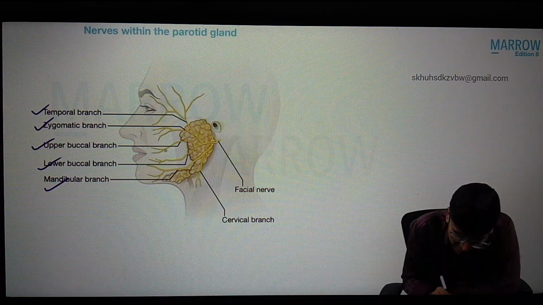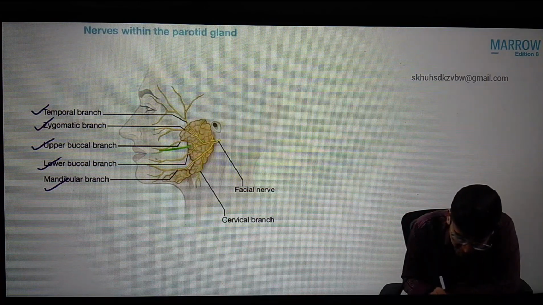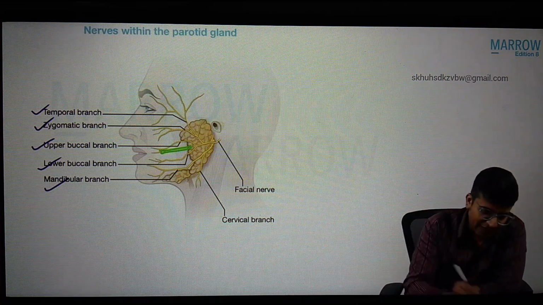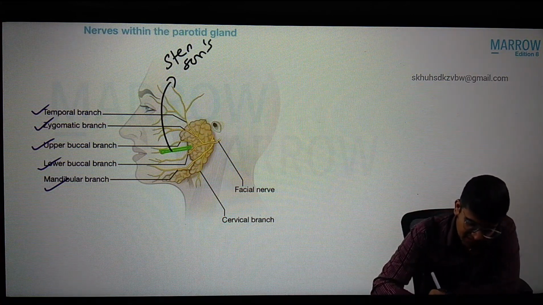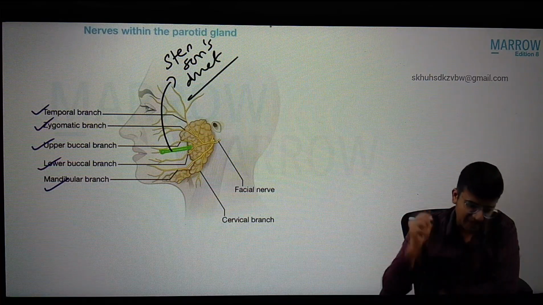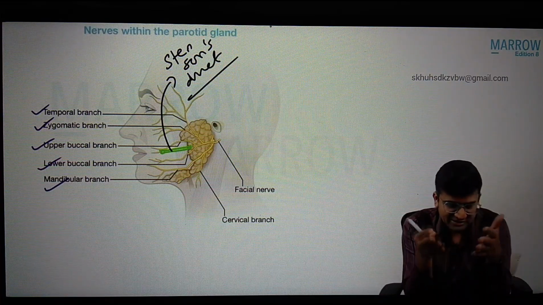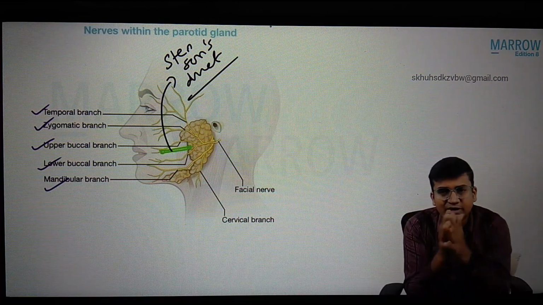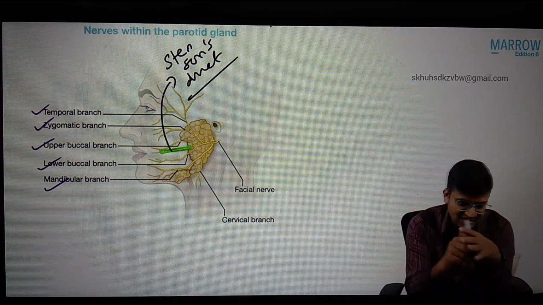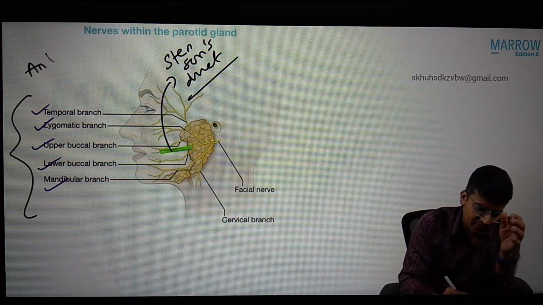The duct of parotid gland, that is our Stenson's duct. I'm drawing in green color, that is Stenson's duct. So anterior border is related to these structures: the temporal branch, zygomatic branch, upper buccal, lower buccal, marginal mandibular nerve, and also the parotid duct, Stenson's duct. These are structures present in the anterior border.